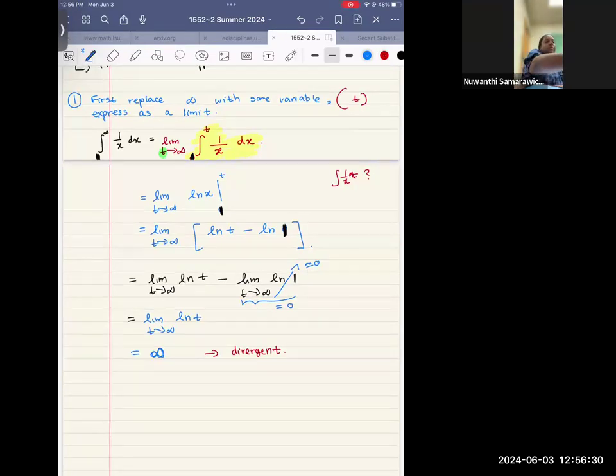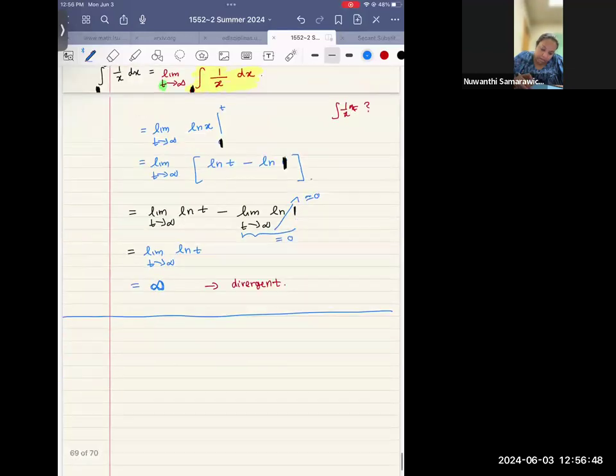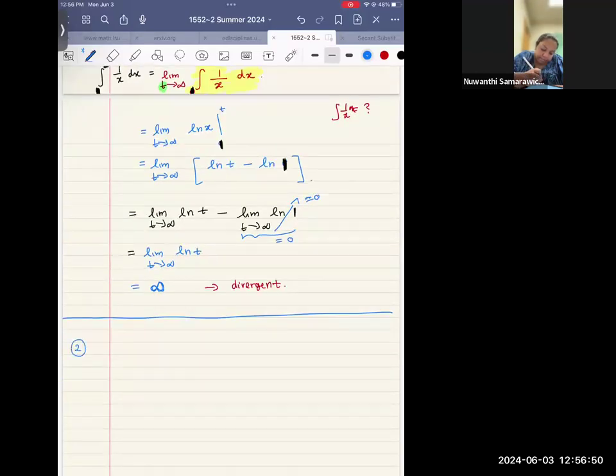So let's do another example where we get a convergent one. Up to here, do you have any questions? Are you all okay with improper integrals? Okay, so let's do another example. Example 2: you have to find the integral from 1 to infinity of 1 over x squared dx.